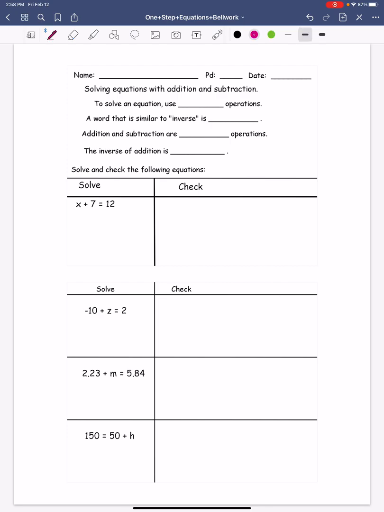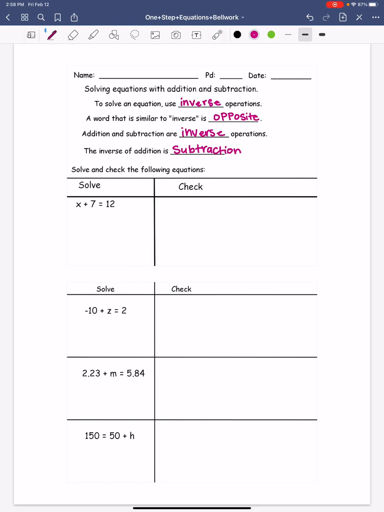Filling in the blanks is what I should say. So to solve an equation, use blank operations. We use inverse operations. And another word for inverse, or a word that is similar to inverse, is opposite. Addition and subtraction are inverse or opposite operations, whatever word you want to use here. And the inverse of addition is subtraction.